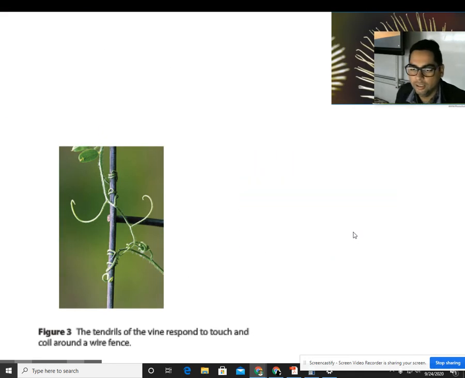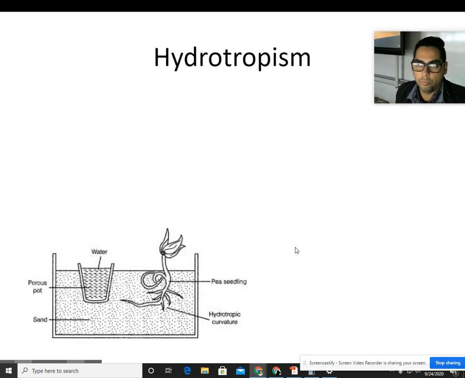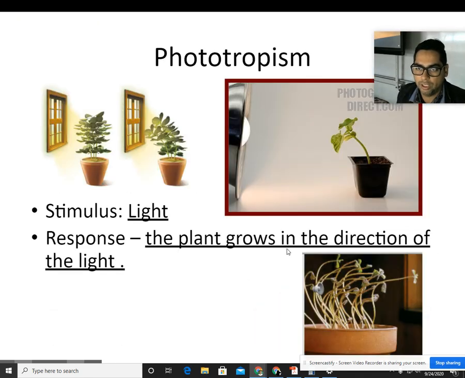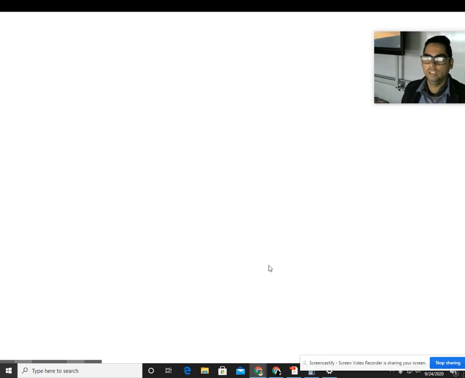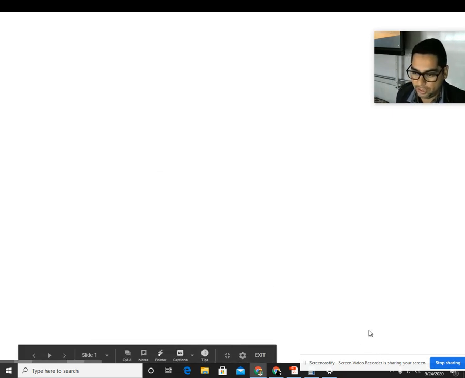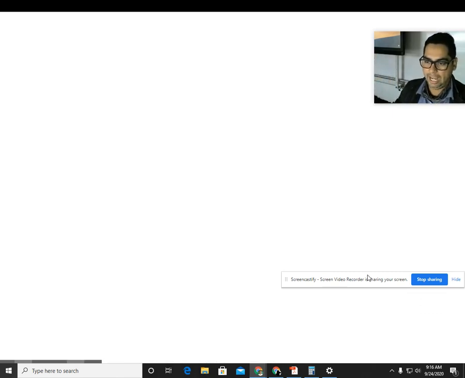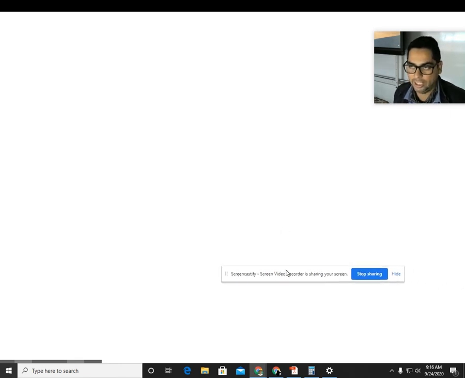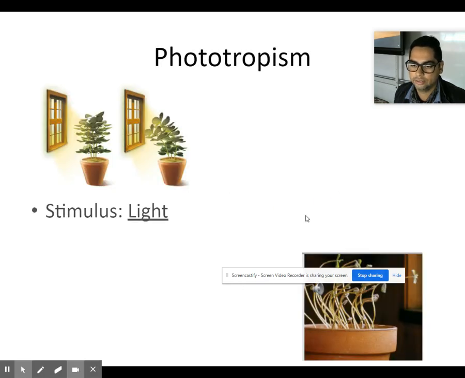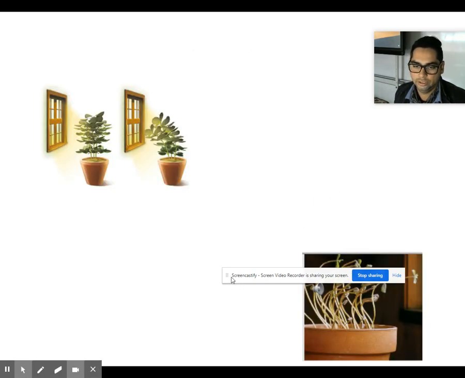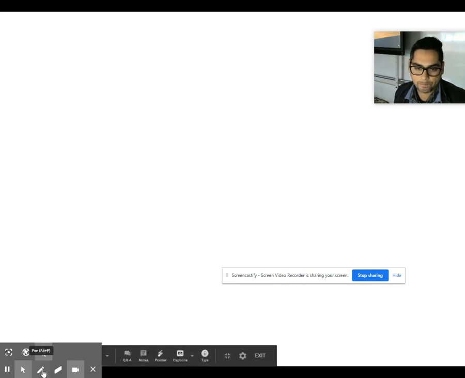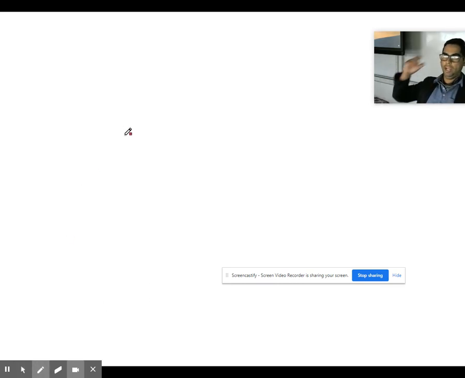It's not on there, but we'll go over one more thing real quick. We're talking about stimulus and response, and we've been talking about external stimulus, right? How a plant reacts to outside forces. But there is a way in which plants react internally.